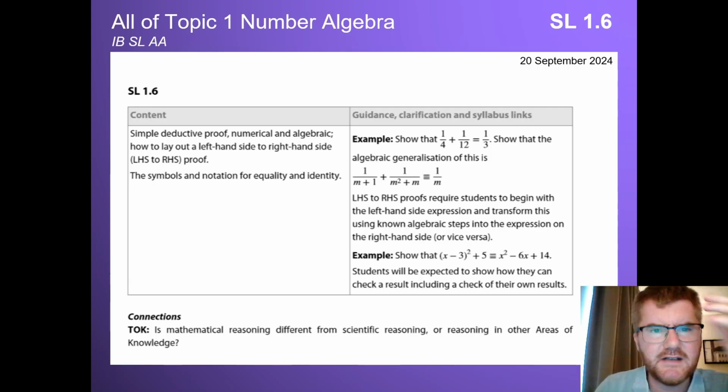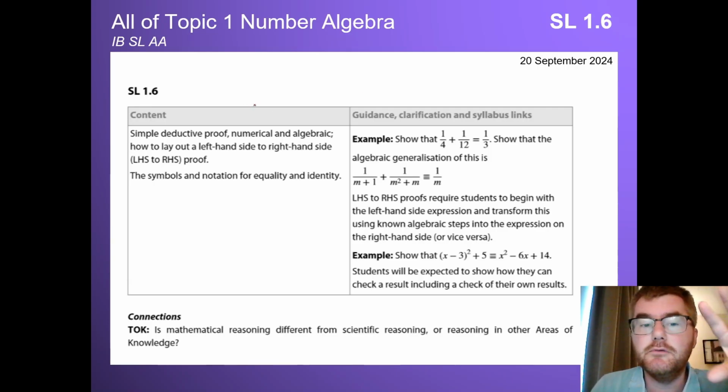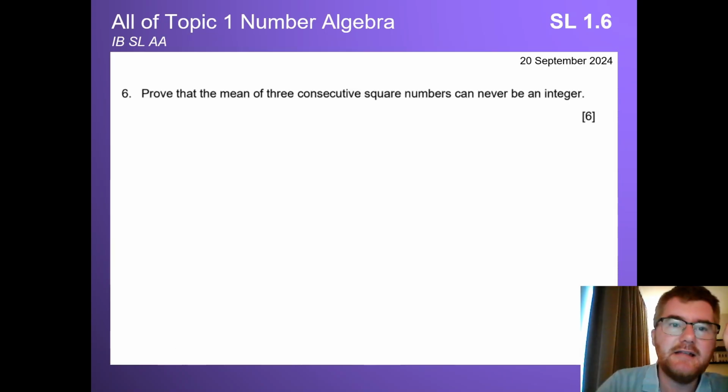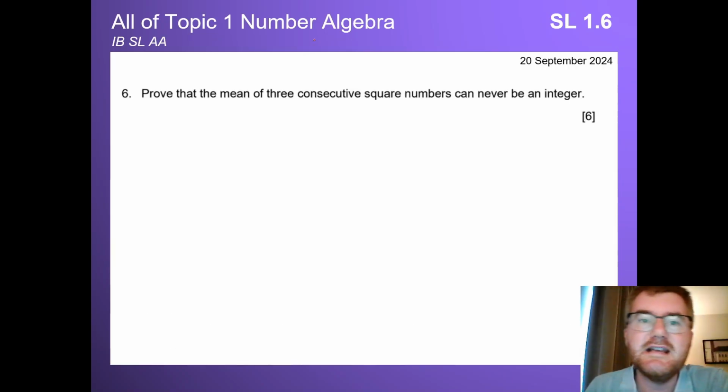Students often struggle to get their head around that. But here we're just doing simple deductive proof. So we'll do a nice example of that, and that is the proof that the mean of 3 consecutive square numbers can never be an integer.